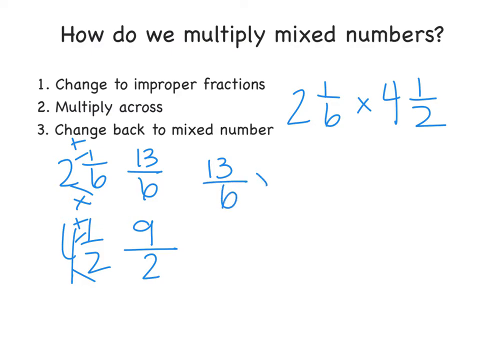13 over 6 times 9 over 2, and the top number is bigger than the bottom number, but that's a good thing because these are improper fractions, so the top number should be bigger than the bottom, so don't let that make you nervous. I'm going to try and simplify anything I can first. I notice that 3 goes into 6 twice and into 9 3 times, and that's about all I can simplify. I have a 2 and a 2, but they're both on the bottom. Remember, to simplify, you need one on the bottom and one on the top. So that's as far as I can go.